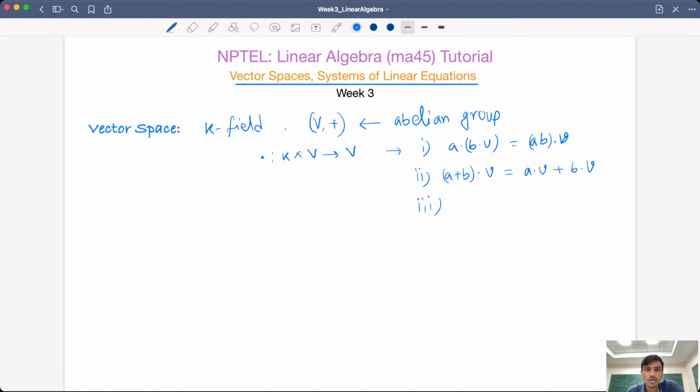Third one: in V you also have plus, so I can take any A dot (V plus W), and this is A dot V plus A dot W. And the last one: there is an identity element 1 with respect to the multiplication in the field K, so 1 dot any V is V. All these hold for all A, B belonging to K and V, W belonging to the set V. Okay, so that was a little bit long.